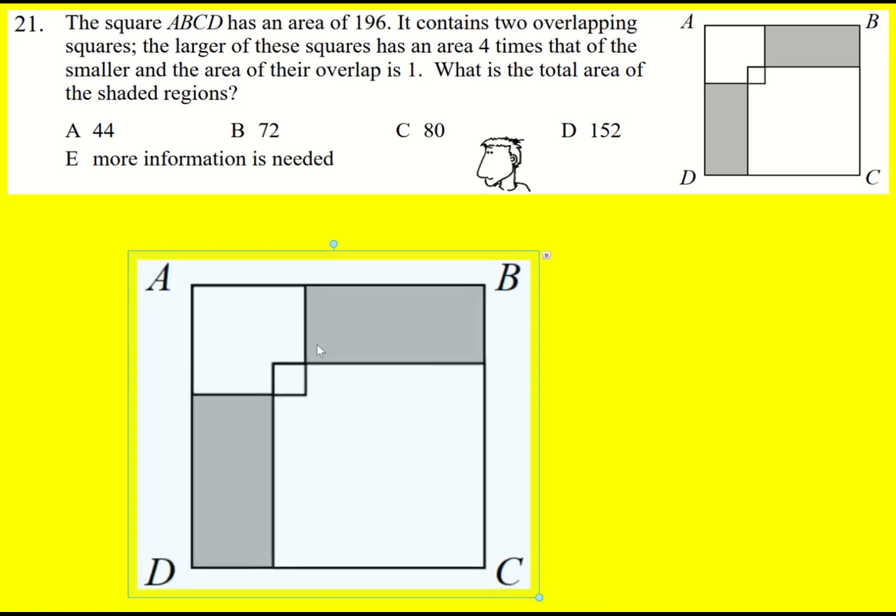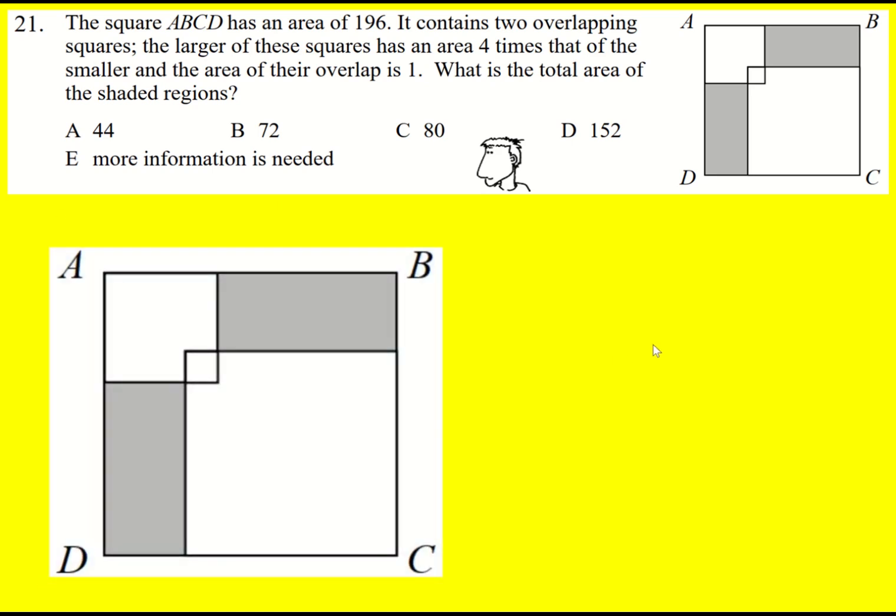There's lots of information in this question, and I think the key is just to work through it little by little. So I'm going to start with the fact the overlap of the squares is 1. Now this makes a little square in itself, which means these lengths are both 1. I've dealt with that.